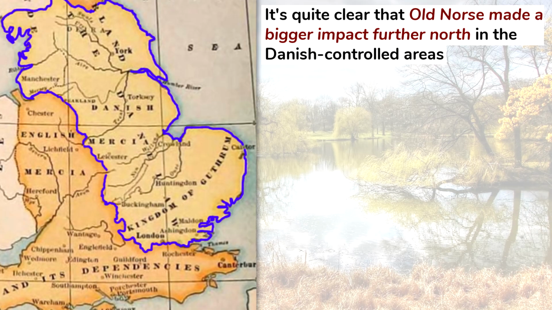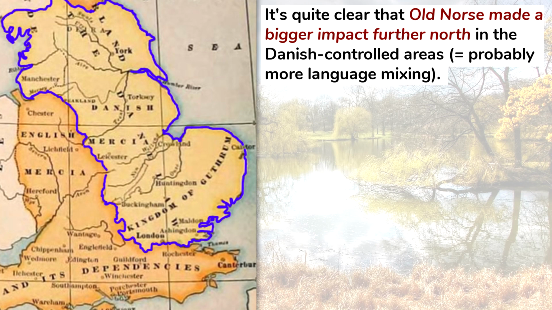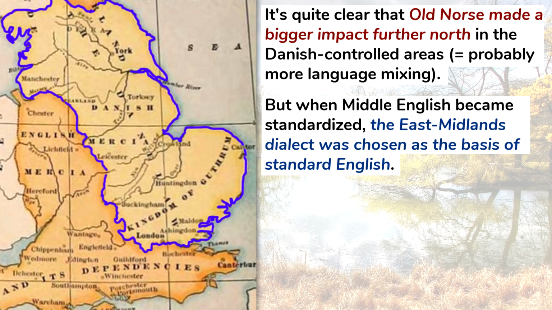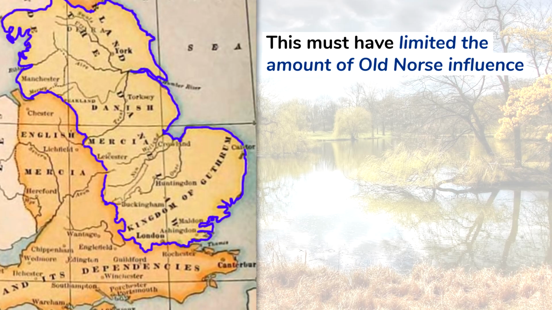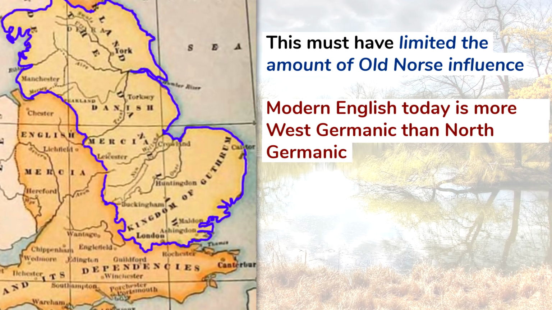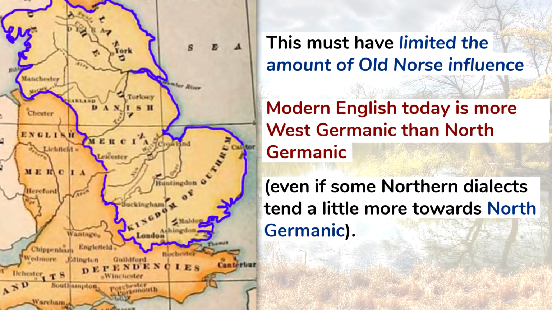It's quite clear that Old Norse made a bigger impact further north in the Danish-controlled areas, so up there was likely more language mixing. But when Middle English was standardized, the East Midlands dialect was chosen as the basis of the standard. It was sort of the midway point between the northern, more Scandinavian-influenced dialects and the southern, more Anglo dialects. This definitely limited the amount of Norse influence, so that modern English today is more West Germanic than North Germanic, even if some of those northern dialects tend a little more towards North Germanic.